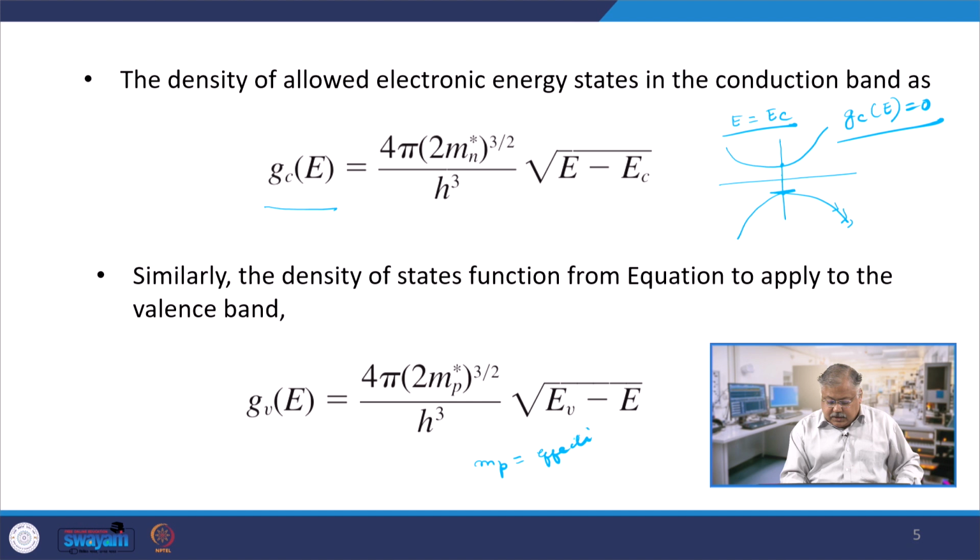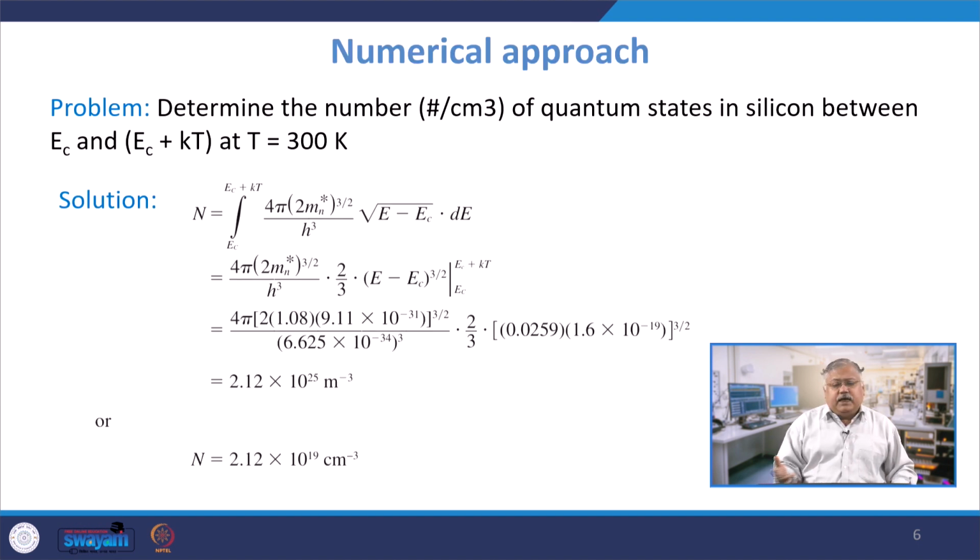An interesting thing happens is that at E equals to EC and EV, in both the cases the density of state is equal to 0, the effective density of state goes to 0, right. And that is quite an interesting phenomenon which happens. I will just showcase a numerical example to showcase this problem statement. The problem is that you have to determine the number of quantum states in silicon between EC and EC plus KT, where T equals to 300 Kelvin, K is a Boltzmann constant.